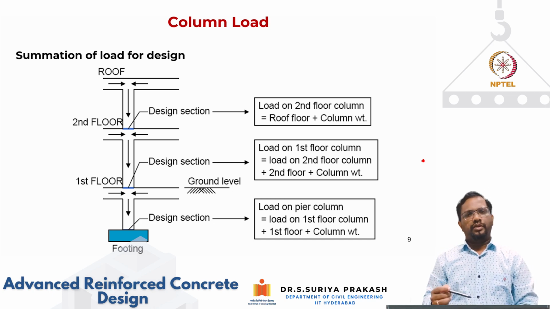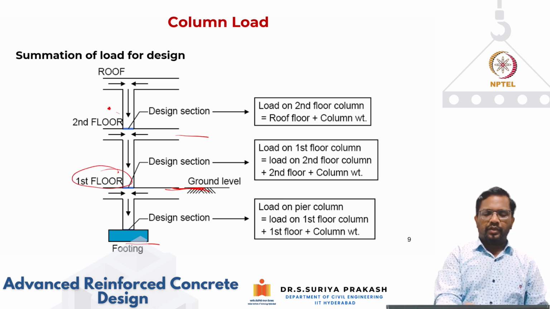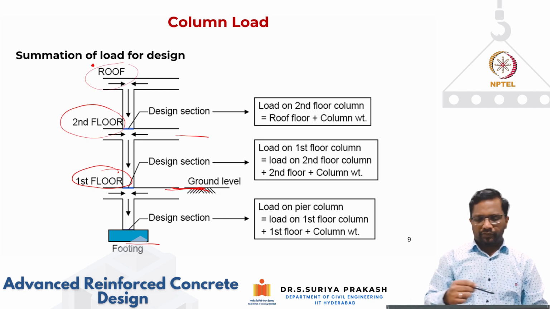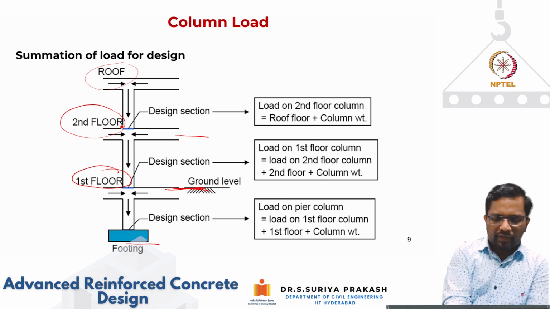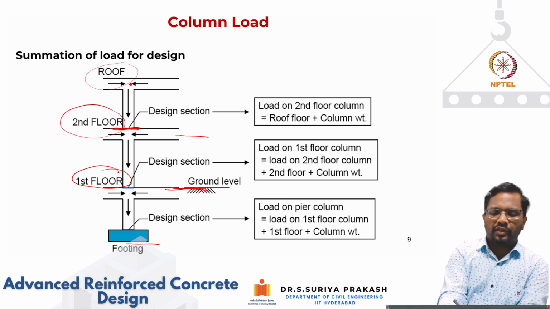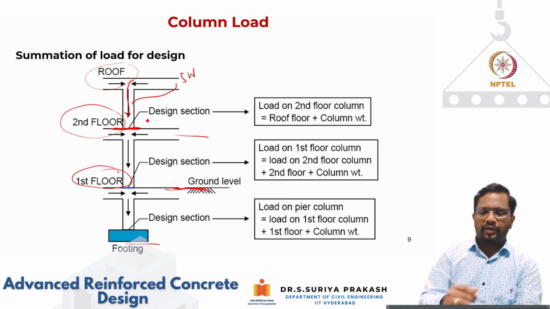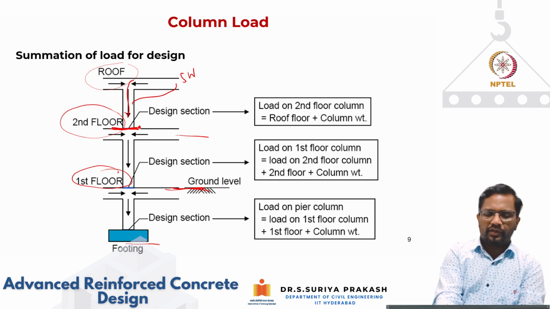G plus 2 structure. So you have footing here, and this is a ground floor. Okay, the definition is somewhat different. So here at the ground floor, we call that the first floor, and then the next floor is second, and then finally you have a roof. So if I take the section here, then you will find that whatever load is coming from the roof has to go to this column, and then the self weight of this column should be resisted by this particular cross section.